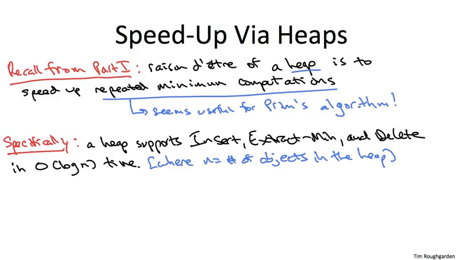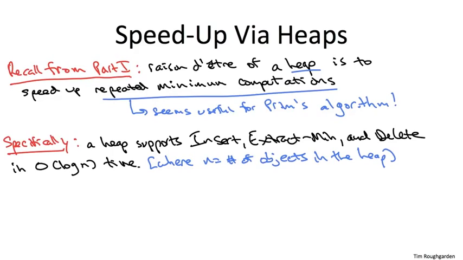So first, recall that a heap contains a bunch of objects, and each of those objects should have some key value from some totally ordered set, like a number, like for example an edge cost. So what can you do with a heap? Well, the salient operations for our purposes today are, first of all, you can insert new stuff into the heap with whatever their key value is. You can extract the object with the minimum key value, and you can also delete stuff from the middle of the heap. And all of these can be done in logarithmic time, logarithmic in the number of objects stored by the heap.